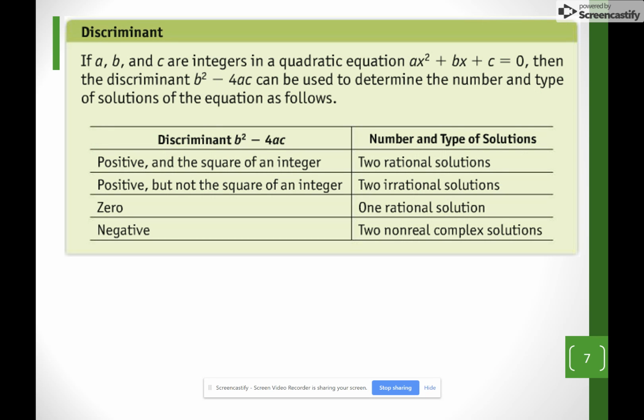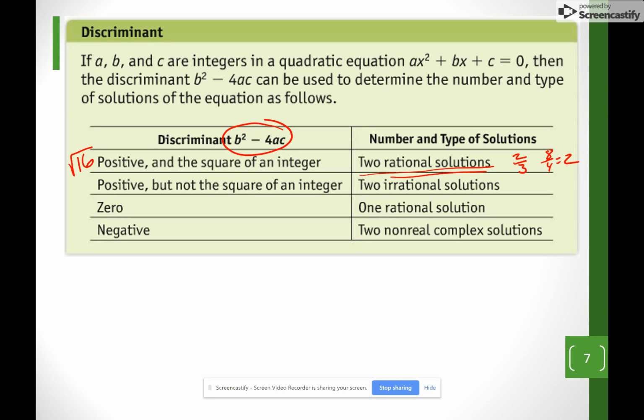One thing with the discriminant, the b squared minus 4ac, the thing that is inside the square root. If it gives me a positive number and the square root is a perfect square, thinking of the square root of 16 as an example, my answer will be 2 rational solutions. That means I'm going to use whole numbers, but I can write it as a fraction. The fraction might simplify to a whole number. So I could get an answer like 2 over 3, or something like 8 over 4, which simplifies to a whole number.